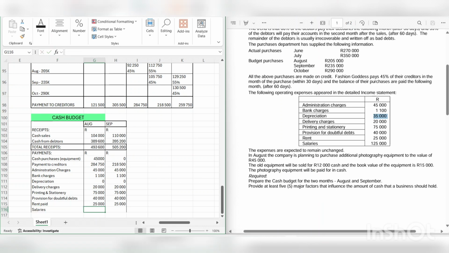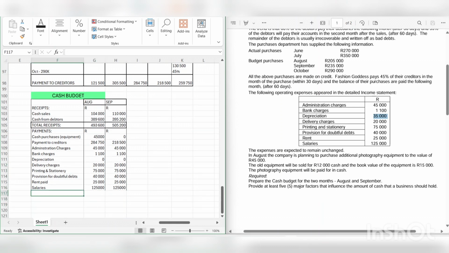Okay, so now that that's added, we're going to include one more thing. It says here that the old equipment will be sold for 12,000 Rand cash. So if we go up here to cash sales, again we're going to assume that it took place in August because it said in August here. So we're going to have to add that value.